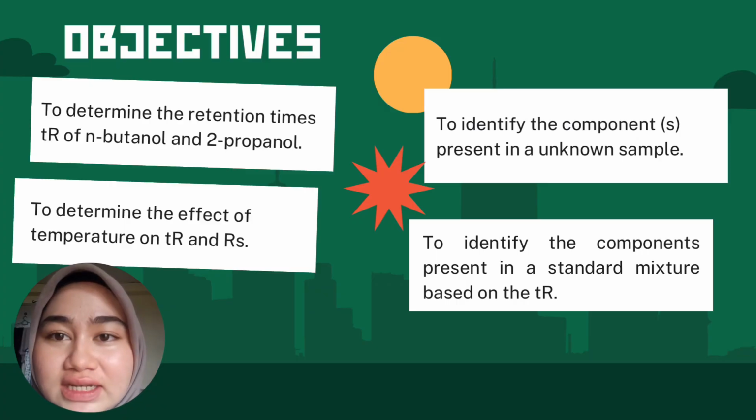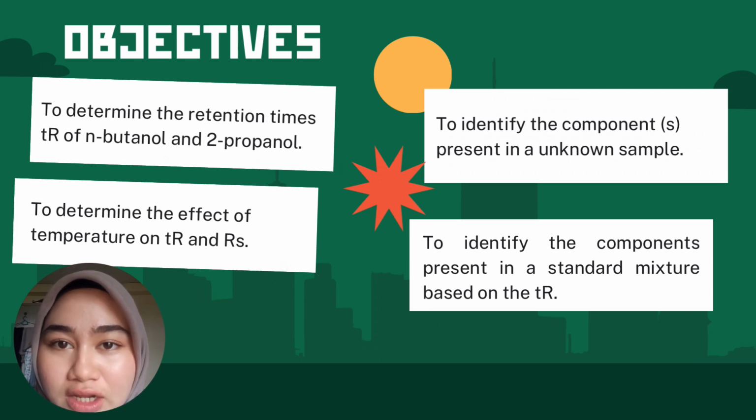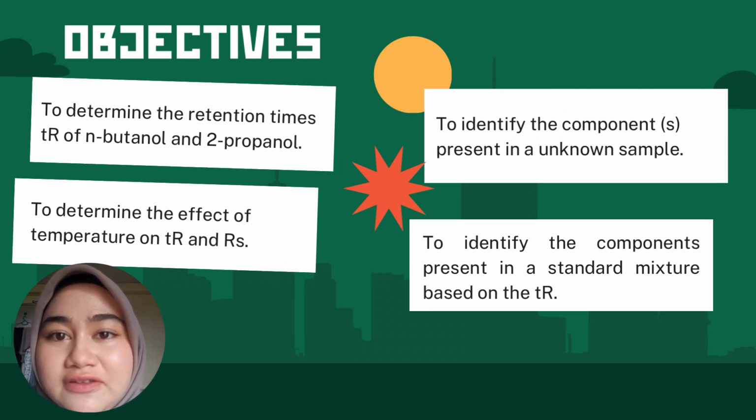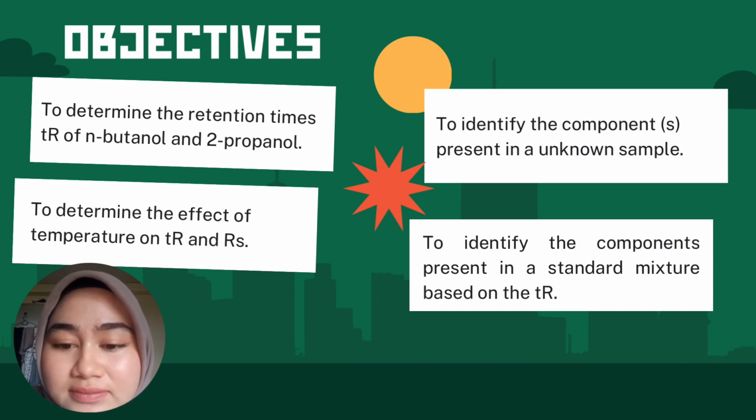The objectives of the experiment are, first, to determine the retention time Tr of N-butanol and 2-propanol; second, to determine the effect of temperature on Tr and Rs; third, to identify the components present in an unknown sample; and lastly, to identify the components present in a standard mixture based on Tr.